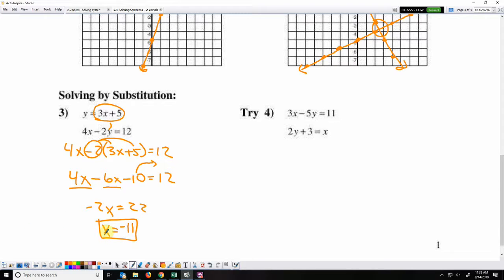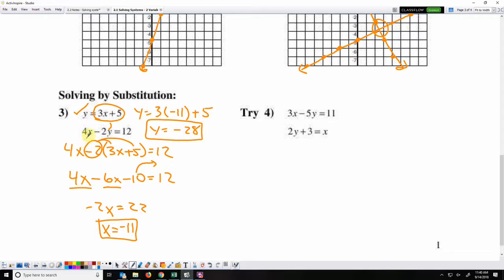I can choose to plug that into either equation. I'll do it in the top equation. y equals 3 times -11 plus 5. So that's -33 plus 5, and -33 plus 5 is -28. So that is my value of y. Now I got that value of y by plugging into this top equation, so I know that's going to check out. That's going to be okay.